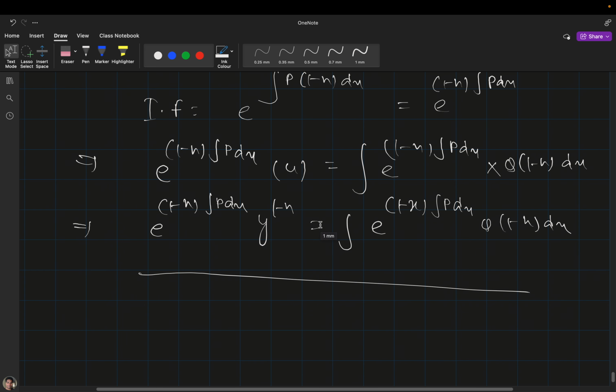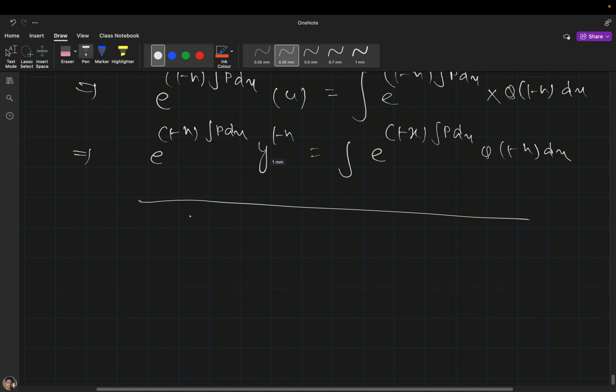Okay. So I will discuss two more cases, and that's it. First order differential equation is done. Then in the next class, I will talk about second order differential equation. So there is another case, that is, reducible to homogeneous.